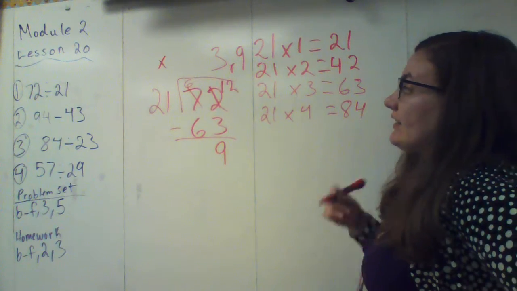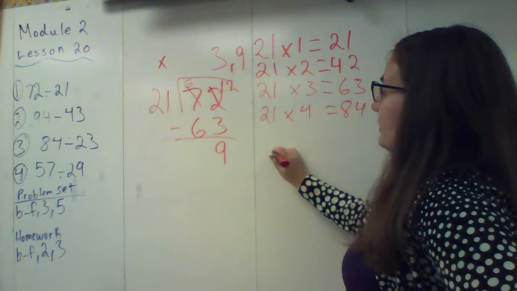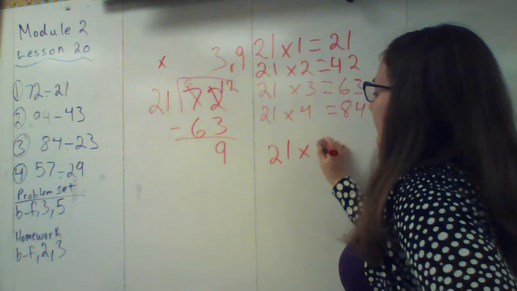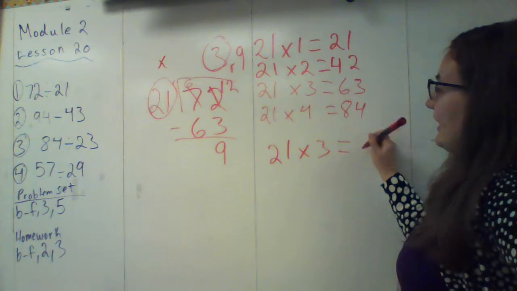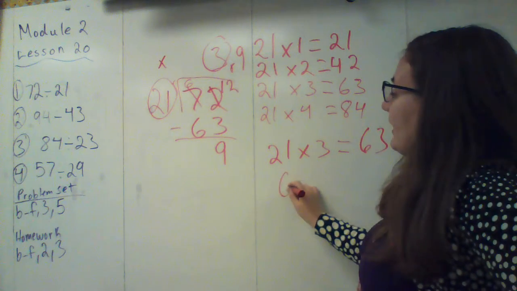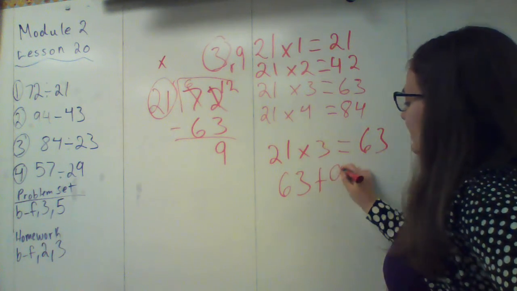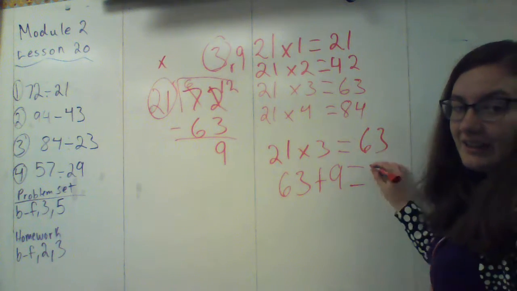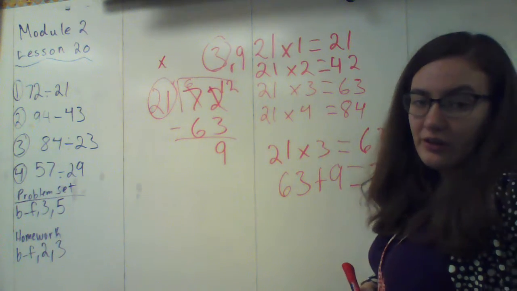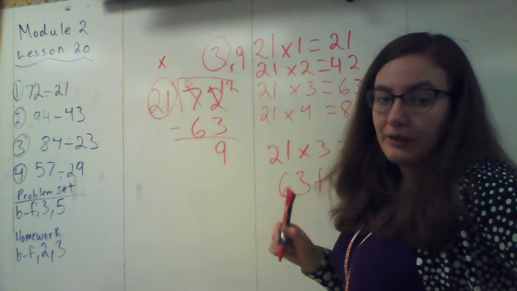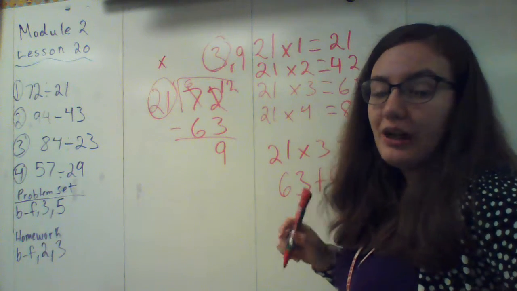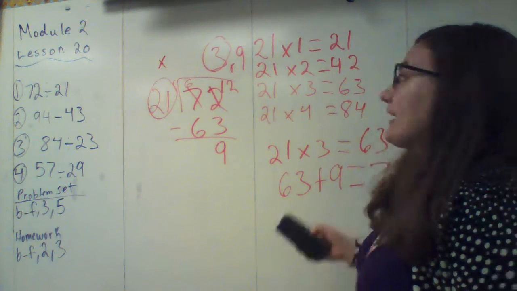Again, I'm still going to be checking my answers for these problems. So I'm going to do 21 times 3, this number times this one up top, and I get 63. And then I have to do 63 plus 9, and 63 plus 9 is 72. So I know I have the correct answer because this number matches this one up here. And that is how we solve this first problem. Let's take a look at the second problem.